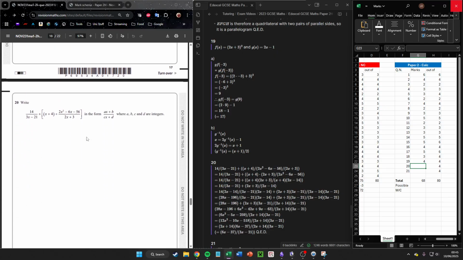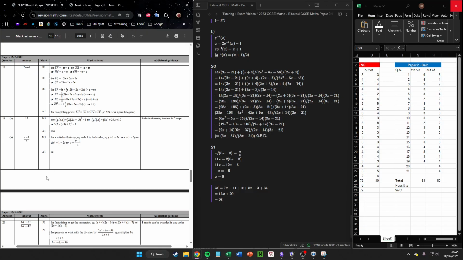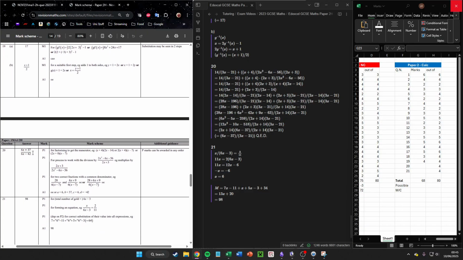Perfect. And then 20, this was the hellish one, where there's all of this mark in here. I ended up getting this, which is in the form requested. Let's see, 20. 6x plus 37 over 6x plus 42. I made a mistake because I multiplied the top by 2. I didn't multiply the bottom by 2. So there we go. Factorizing to get the numerator, x plus 4 to x plus 14. What? Oh yeah, up here somewhere.